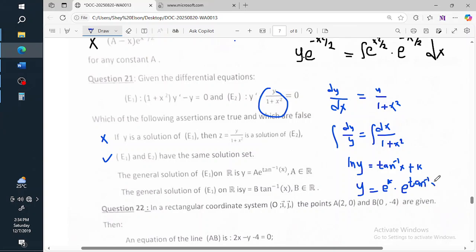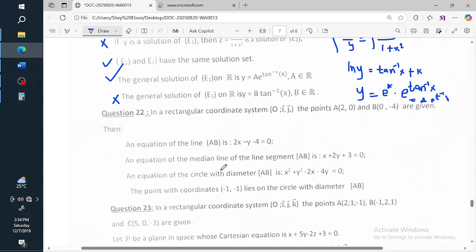Alright, remember that if I bring them together, I'll have to add the powers, which will be equivalent to e to the power of everything here. But this e to the k is a constant, which I can now call a. So the final answer is going to give me a times e raised to the power tan inverse of x. So option C is also correct. A e to the tan inverse of x, where a is a real number. So this option is false, right? Yes, this option is false. So we have two correct options, one false option.